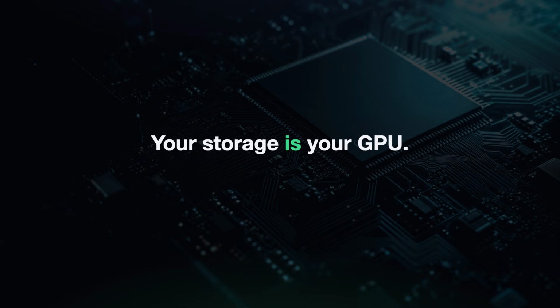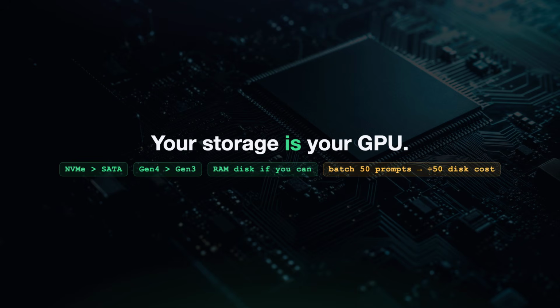Your storage is effectively your GPU. NVMe instead of SATA, Gen 4 instead of Gen 3, a RAM disk if you have memory to spare. And batch your prompts. Because the layers stream once per pass. Stack 50 prompts into one batch and you split that disk cost 50 ways.